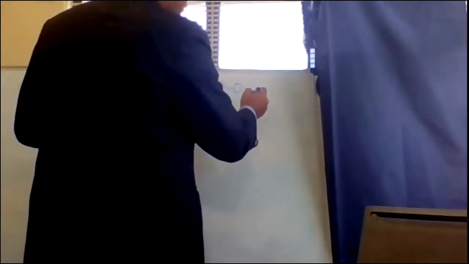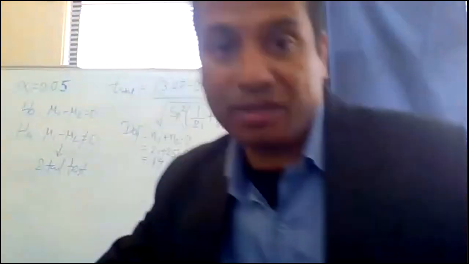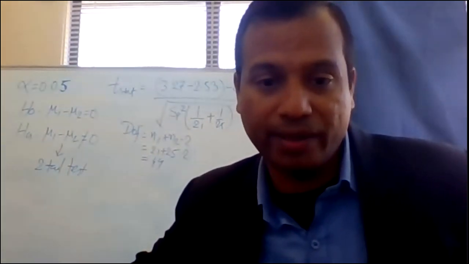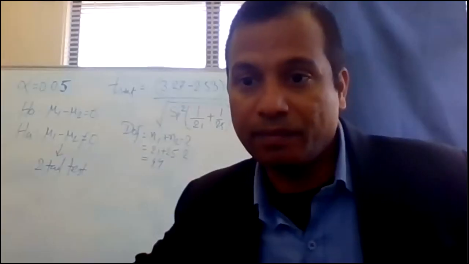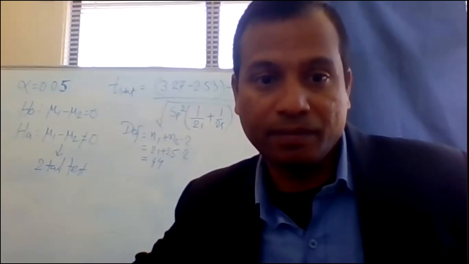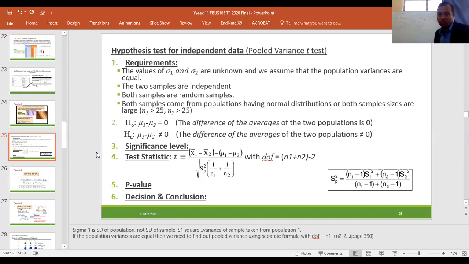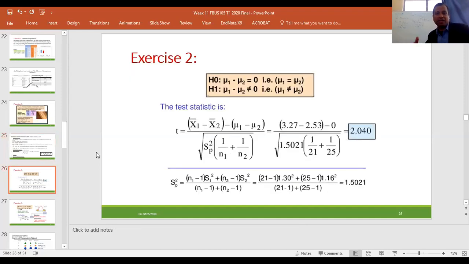You need to find out the t-stats value. For that you have a separate formula for calculating Sp square. Can anybody do it quickly? For Sp square, it's easy now. Let's see how they did it, and you also try to do it. Could you see the slide? They have solved it here. 3.27 minus 2.53 minus 0. Sp square, you are supposed to get the value 1.5021, times 1 by 21 plus 1 by 25. Find the value of t-stats. You will get 2.040.